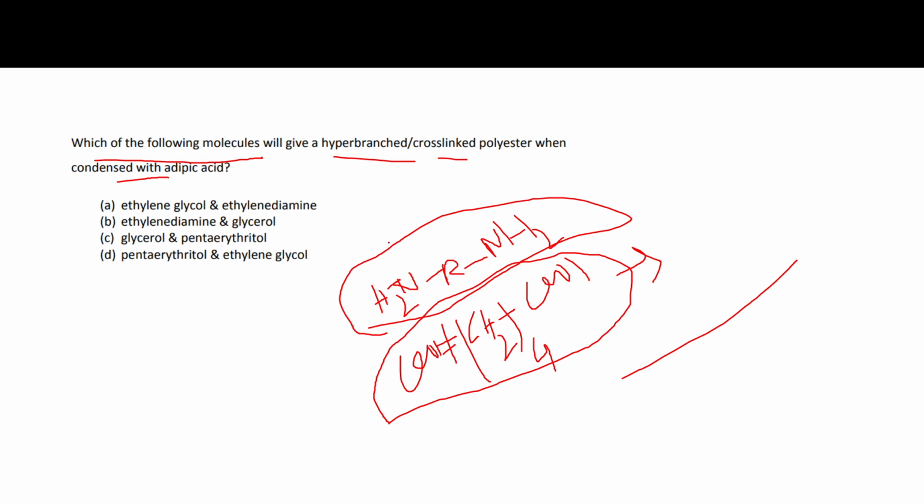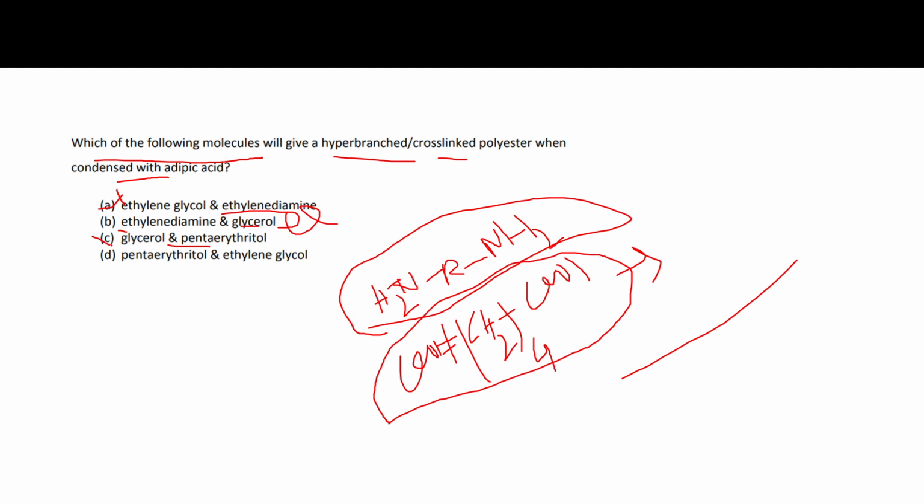If they are more than 2, then that will be from a hyperbranched or cross-linked polymer. So the first one is ethylene glycol and ethylene diamine. Ethylene diamine has two functional groups, ethylene glycol also has two functional groups, so it will not form a hyperbranched polymer. Next is ethylene diamine and glycerol. Glycerol can form one, because glycerol has three functional groups, but ethylene diamine cannot form. Then glycerol and pentaerythritol.